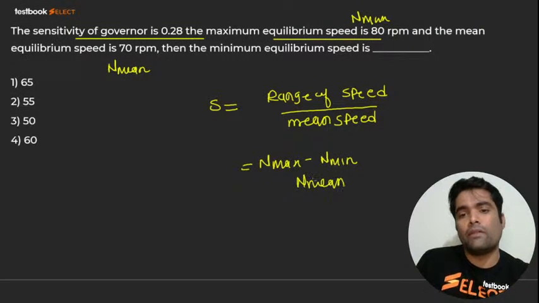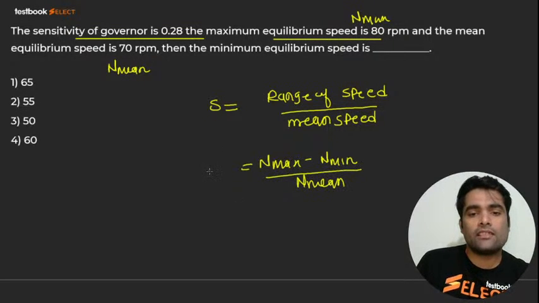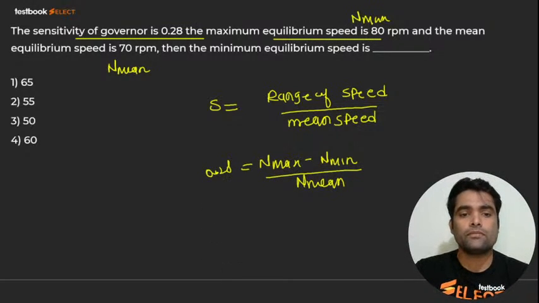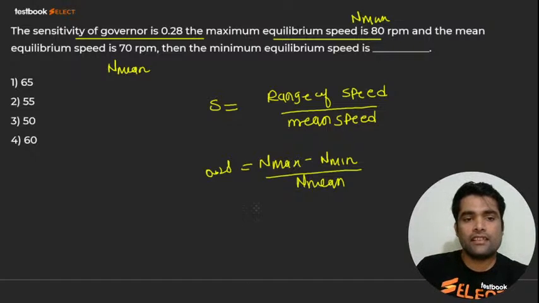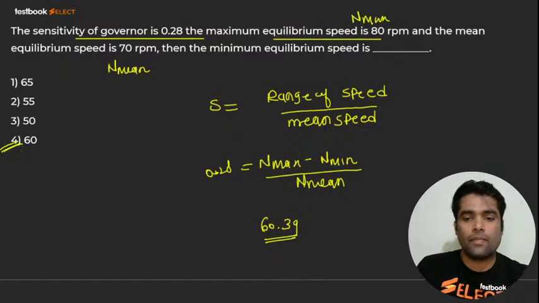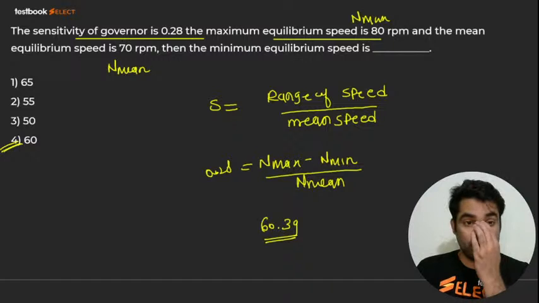And here N mean. Put the value, get the answer. Here sensitivity is 0.28. Now tell me the answer for it. Guys, be fast. The answer is 60. There is 60 point something, something like 39 is coming, but the answer will be 60. Okay, here I go.